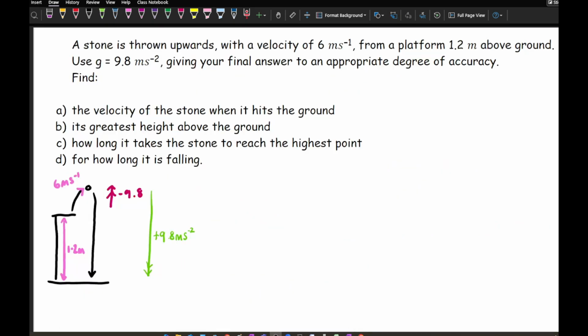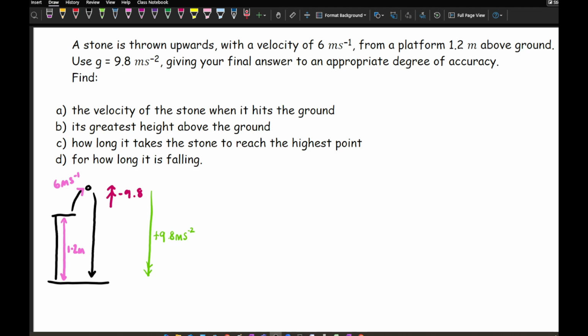So looking at our third example, it says that a stone is thrown upwards with a velocity of 6 meters per second from a platform 1.2 meters above ground, using g as 9.8 meters per second squared, giving your final answer to an appropriate degree of accuracy. Questions A, B, C and D are asking us to find the velocity of the stone with which it hits the ground, the greatest height above ground, how long it takes for the stone to reach the highest point, and for how long it is falling for.